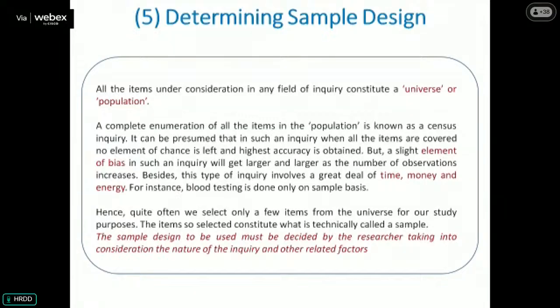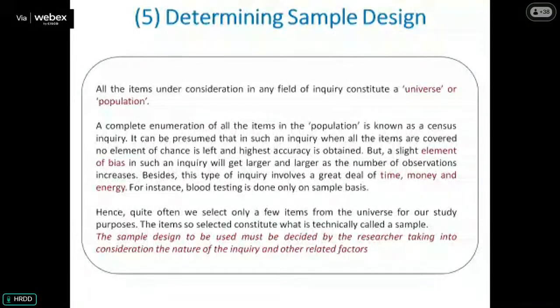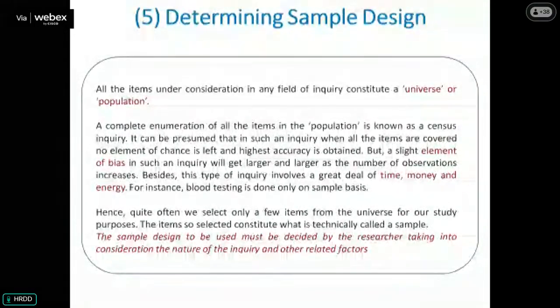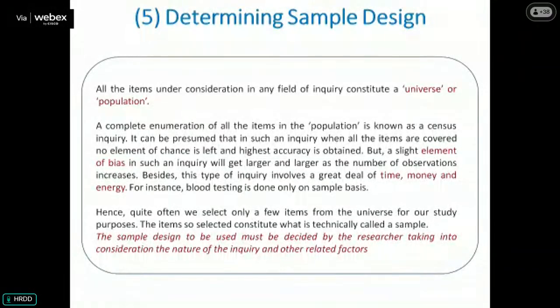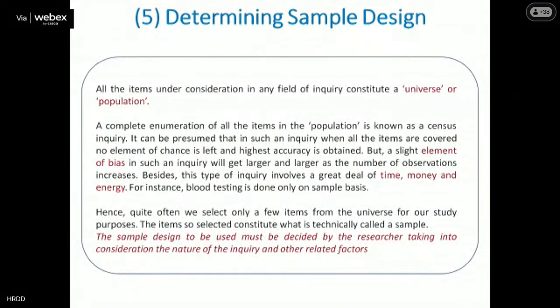But a slight element of bias in such an inquiry gets larger and larger as the number of observations increases. So in error, what they are talking about is a slight element of bias in this sampling, which will go on increasing. Besides, this type of inquiry involves a great deal of time, money, and energy. It's sample basis. Hence, quite often we take only some items from the universe for our study purposes.